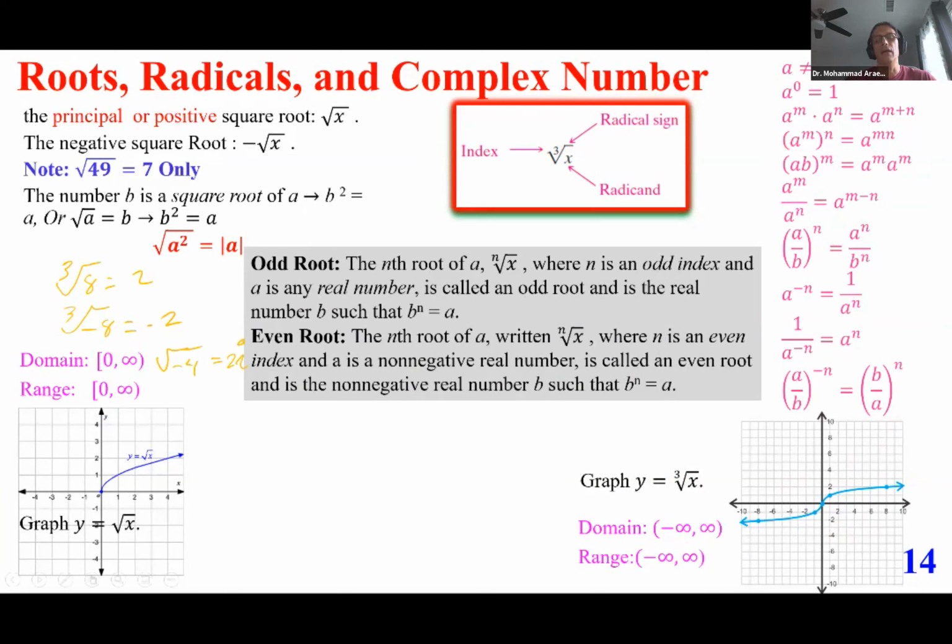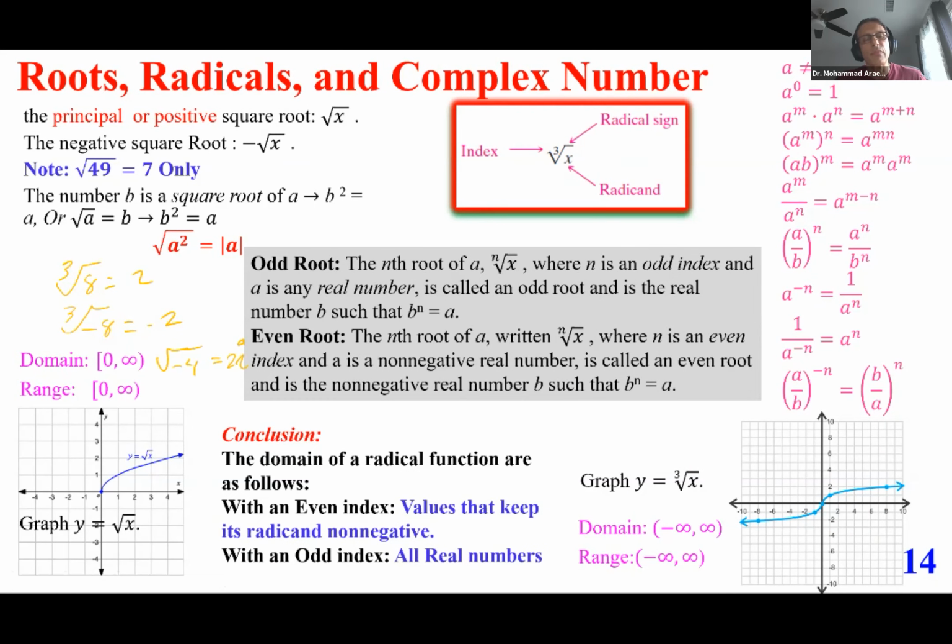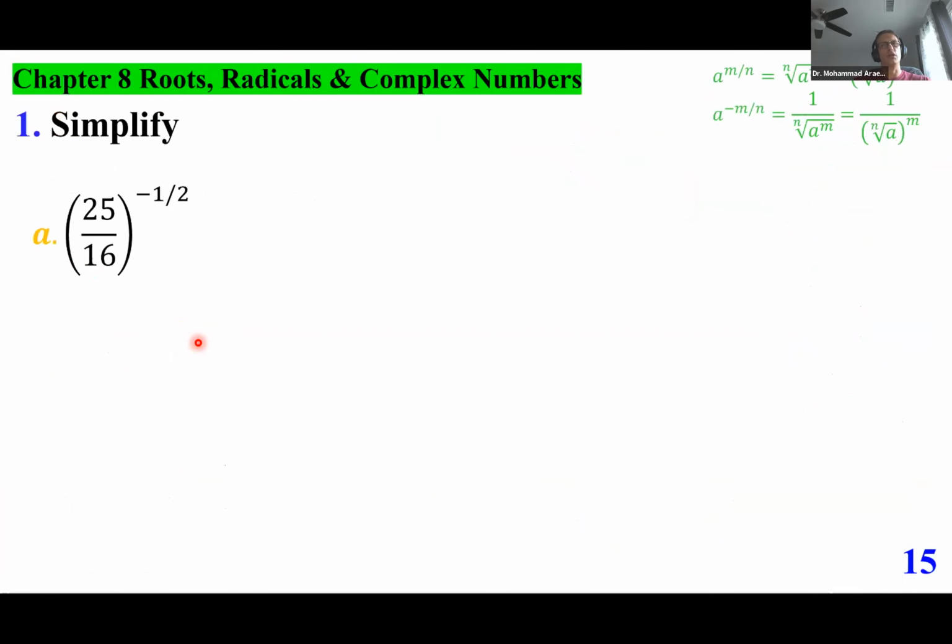And that's the idea. So the conclusion is the domain of a radical function is as follows: with an even index, values that keep its radicand non-negative. With an odd index, all real numbers will do. So that is the synopsis of something that I thought was helpful before we start. So let's go with this question.